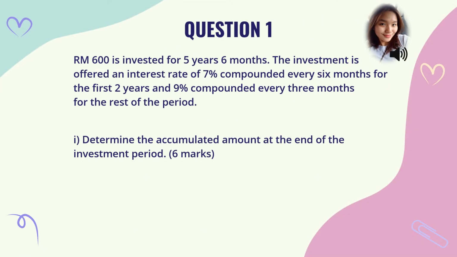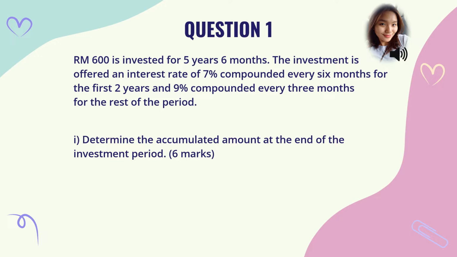So let's proceed to our first question. RM600 is invested for 5 years, 6 months. The investment is offered an interest rate of 7% compounded every 6 months for the first 2 years and 9% compounded every 3 months for the rest of the period. The first question. Determine the accumulated amount at the end of the investment period.